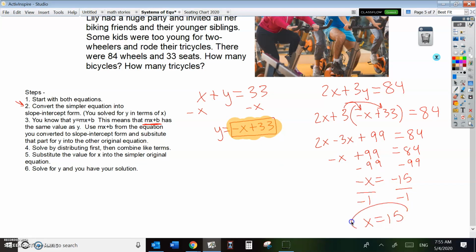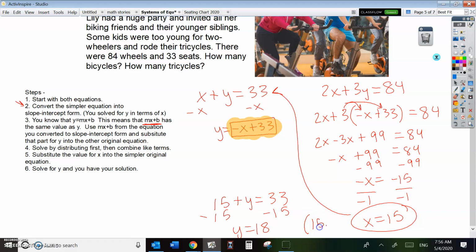And then take this 15 and put it back into this first equation. So 15 plus y equals 33. Subtract 15 from both sides, and you get y equals 18. And again, that same solution, (15, 18).